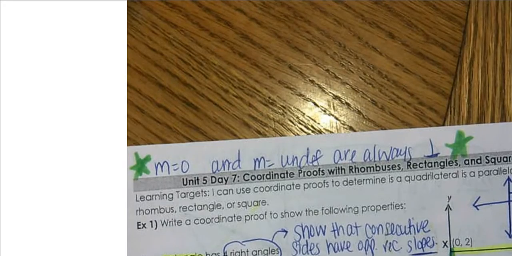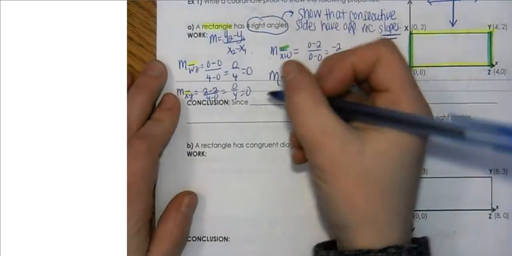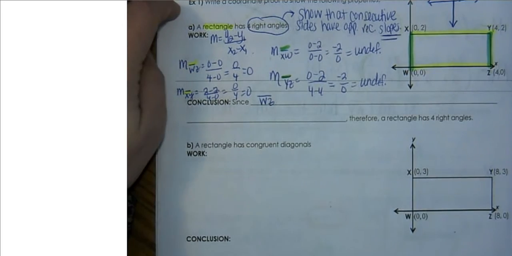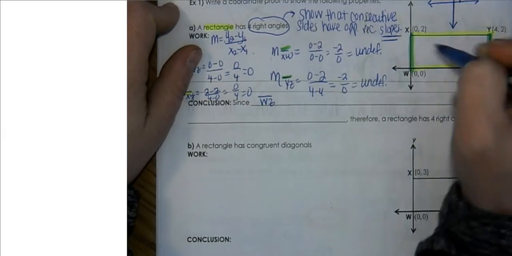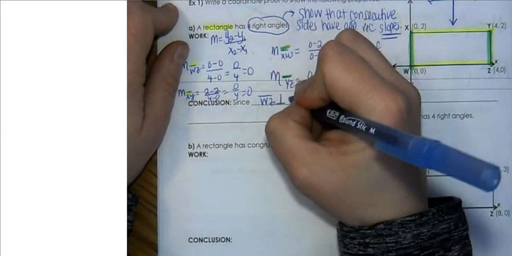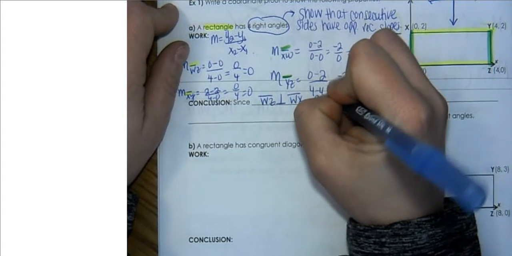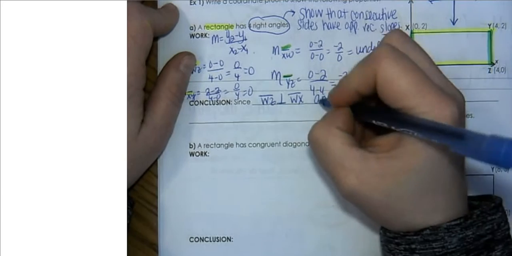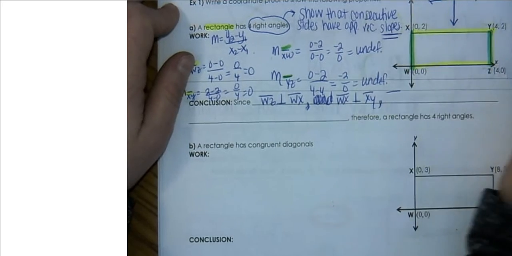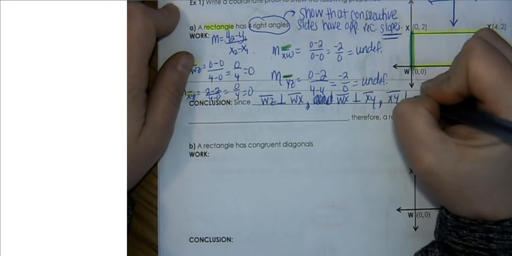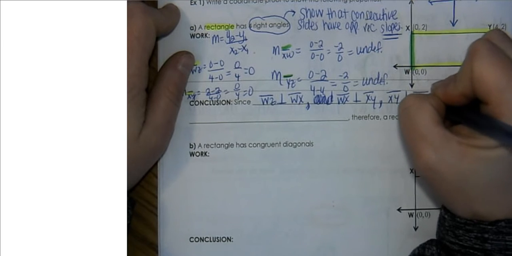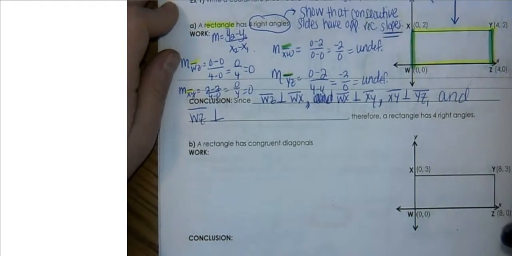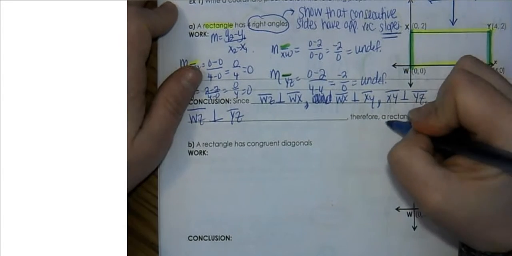So what we're going to say is since segment WZ, so this is this line down here, is perpendicular to WX, and WX is perpendicular to XY, and XY is perpendicular to YZ, and segment WZ is perpendicular to YZ. Therefore, a rectangle has 4 right angles.